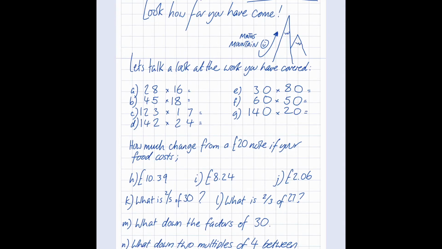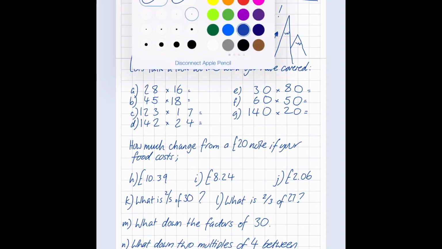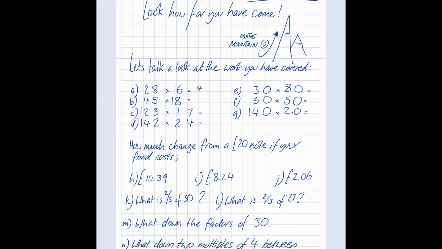All right, great stuff. So first one is 448. Let me change the colour of the pen. So 448 for the first one. Next one is 810. And we got 2091. 3,408. 30 times 80 was 2,400. 60 times 50 is 3,000. And the last one is 2,800. Really well done if you got those right.